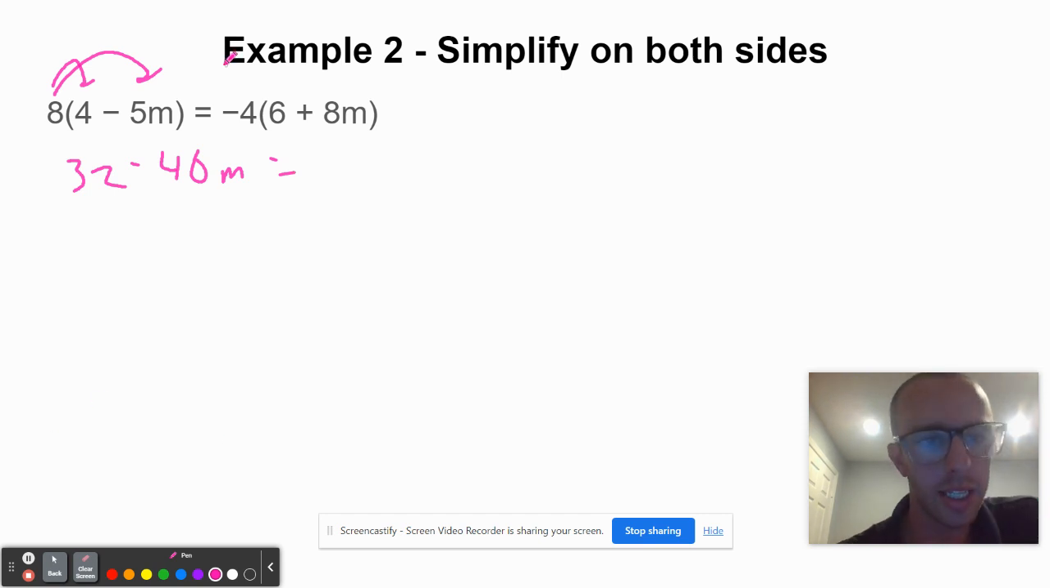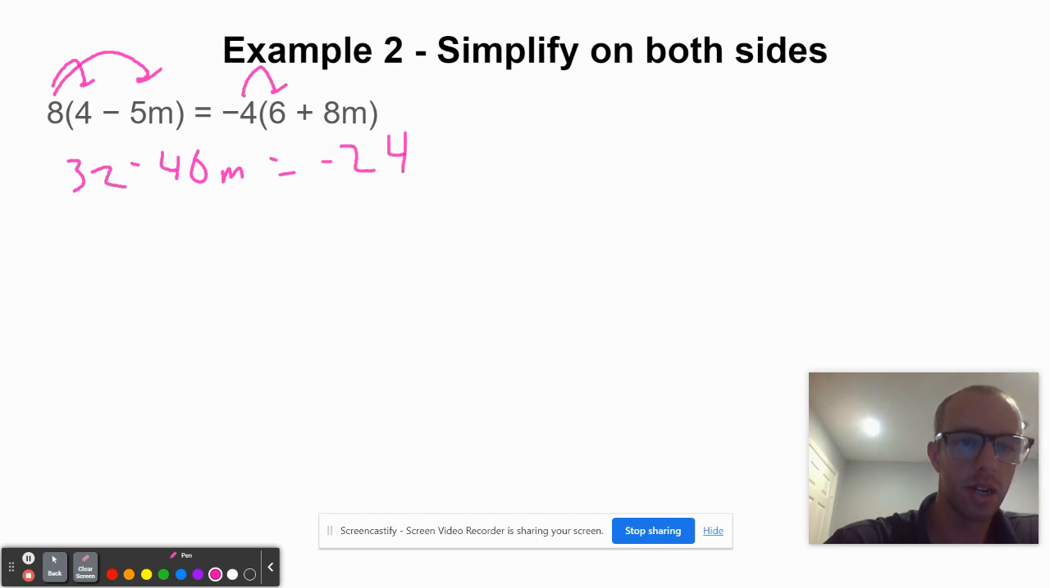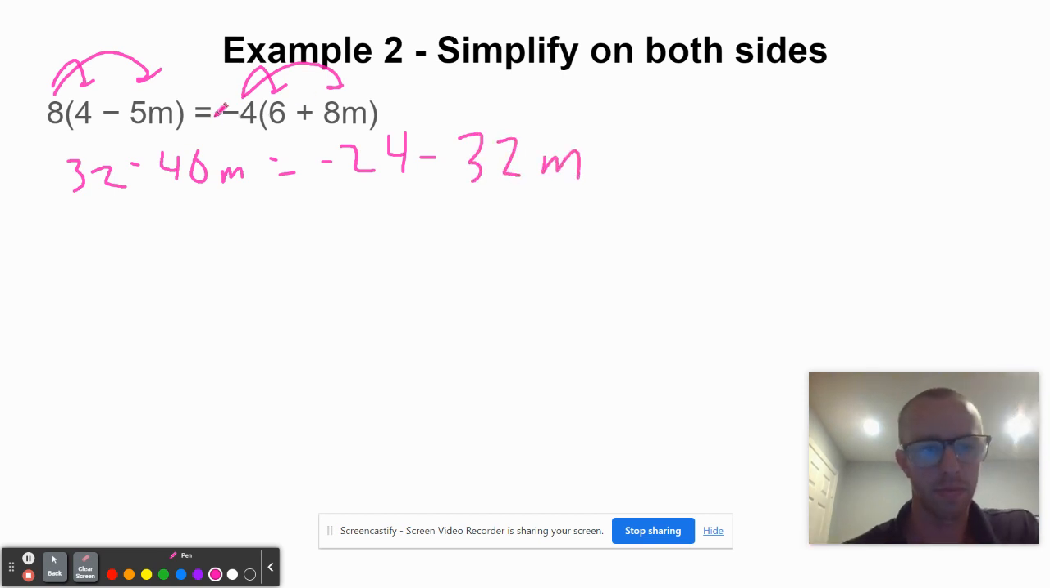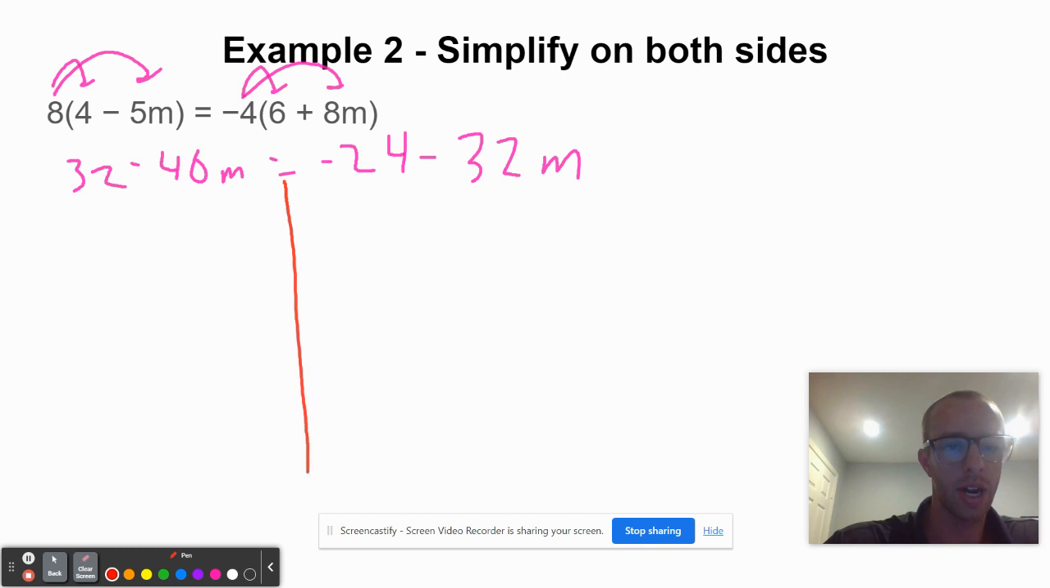equals. I've got to simplify on this side too, so let's just do that. Negative 4 times 6 is negative 24. And negative 4 times 8 is negative 32m. All right, this one's actually not too bad because both sides are already simplified. There's no combining like terms that needs to be done. I'll draw a line down here to keep this divided.